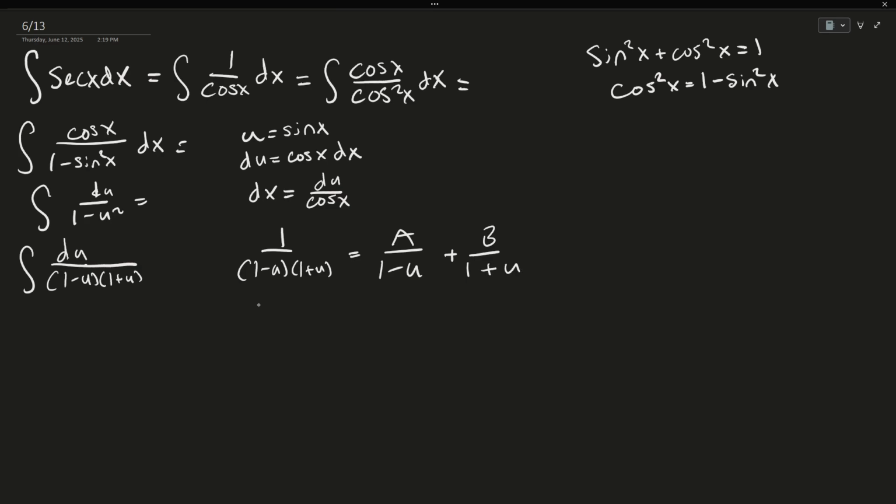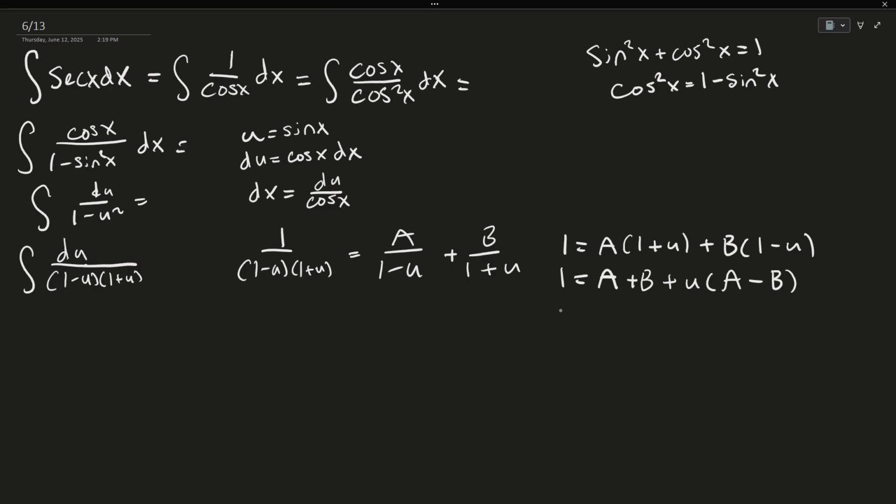Multiplying by 1 minus u times 1 plus u on both sides gives us 1 equals a times 1 plus u. The 1 minus u is canceled out. And likewise for b, the 1 plus u is canceled, so we just have 1 minus u. So distributing this, we have 1 equals a plus b, plus, factor out u, we have a minus b.